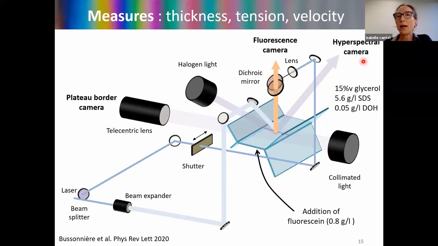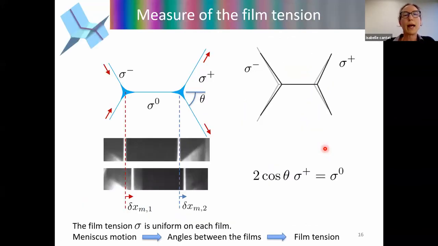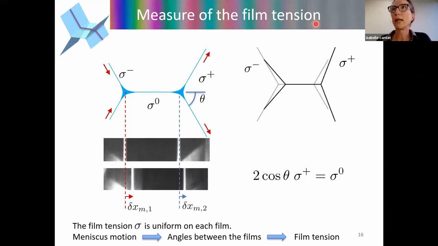A third camera is something called a hyperspectral camera, and it is able to record the reflected light along one line, and at each pixel of this line we get the reflected spectrum of white light, and from the reflected spectrum we deduce, just by the interference rules, the thickness of the film. So we have, with a good resolution, the thickness along one line, either in this film or in another one. So that's a scheme of the setup. And now we can begin to measure things.